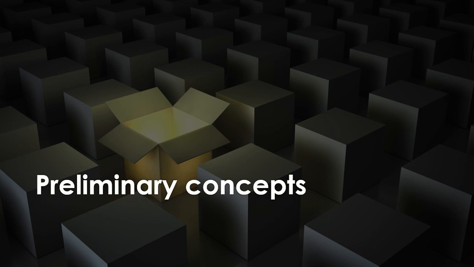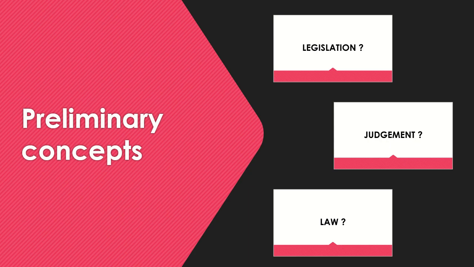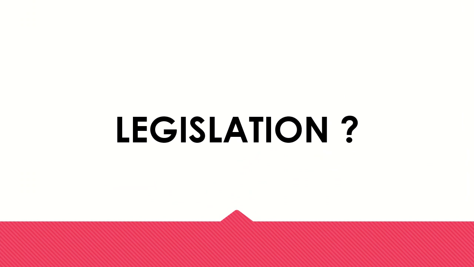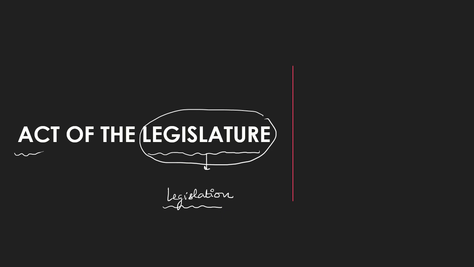We will start with the preliminary concepts. Okay, the first amongst these was that of a legislation, right? So we will look at what a legislation is. A legislation, very simply, is an act of the legislature. What do I mean by that? An act of the legislature is a legislation. So if you ask me, what is the legislature? Well, the legislature is the body that passes the legislation.